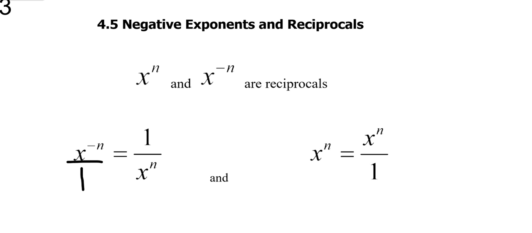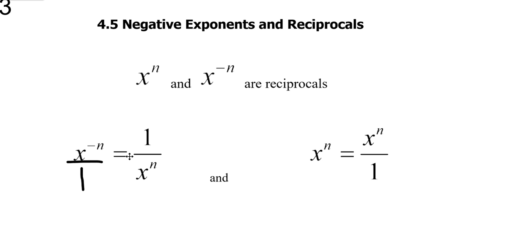Today's lesson is on negative exponents and reciprocals. So a negative exponent, we say x to the power of n and x to the negative n are what we call reciprocals. So x to the negative n is like x to the negative n over 1. So you can put any number over 1 and it doesn't change its value.